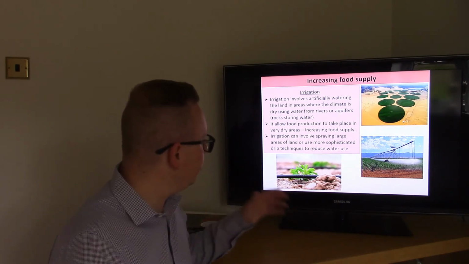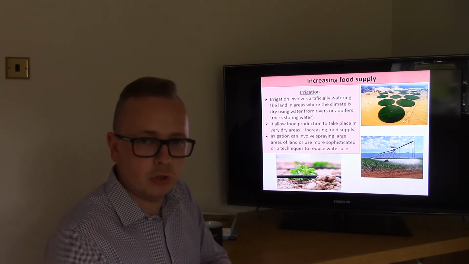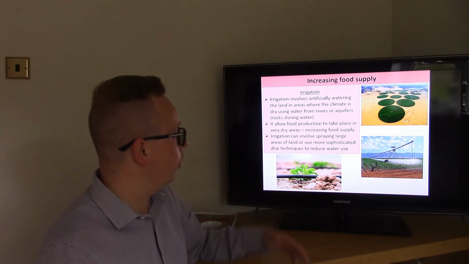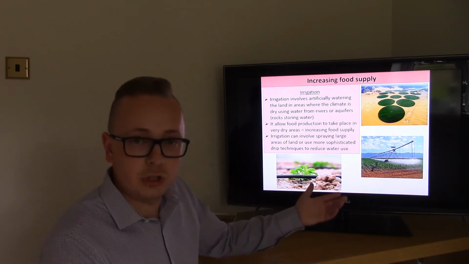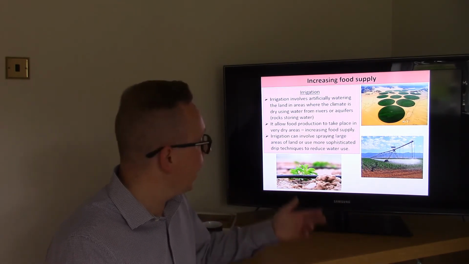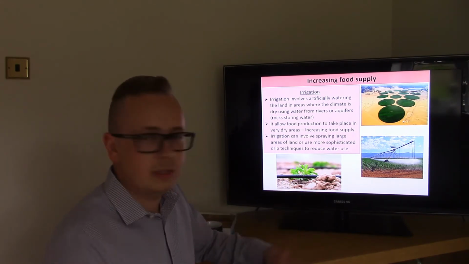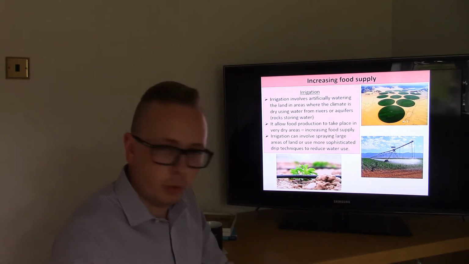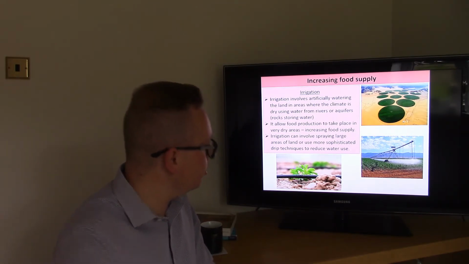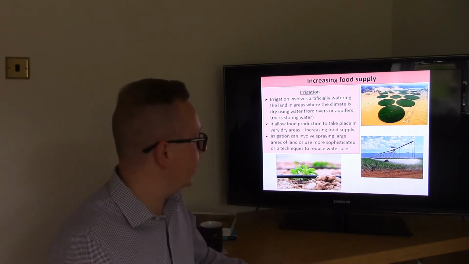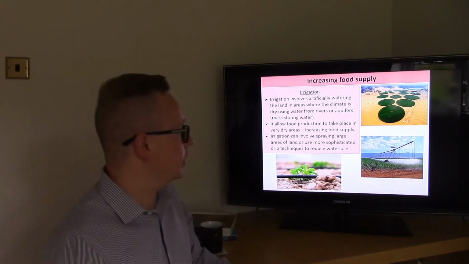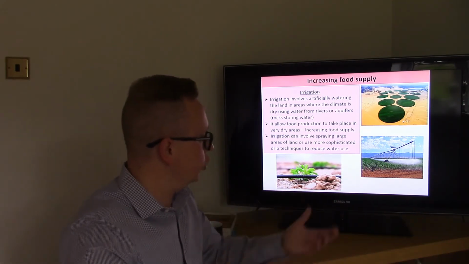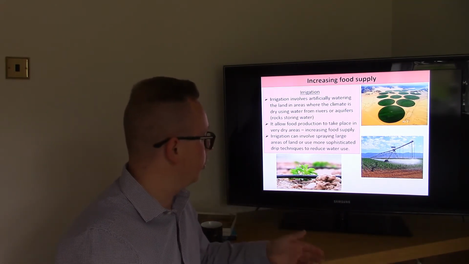Now, it's great for allowing food production to take place in very dry areas, so immediately that's going to increase food supply. So as an example, up here in the top right is a desert area, obviously no vegetation growing there because it's so dry. However, we've got these big green circles and these are crops growing, and that's because water's being pumped, likely from an underground source, pumped to the surface and then sprayed over the land using something like this. In this case it's going on a pivot and it's moving around in a circle to ensure the land is well watered and allow crops to grow there.